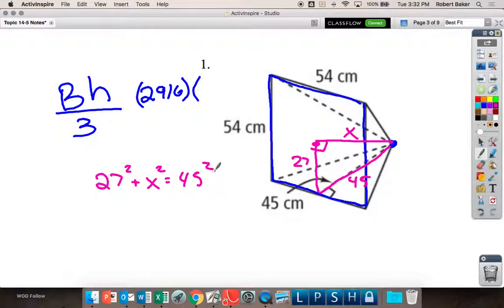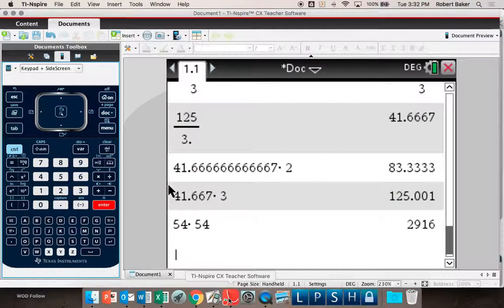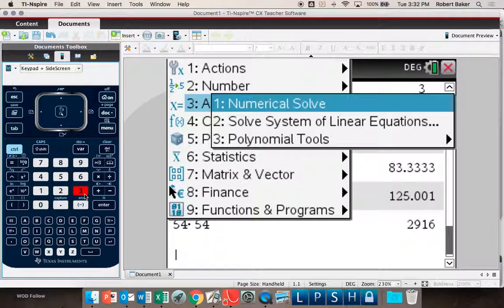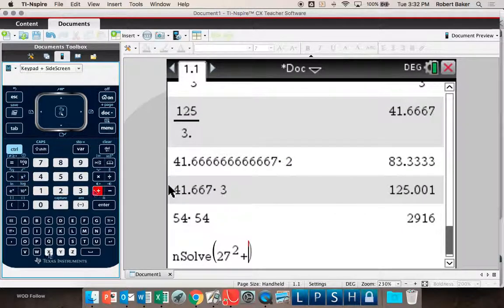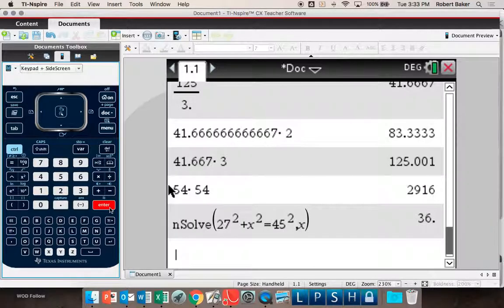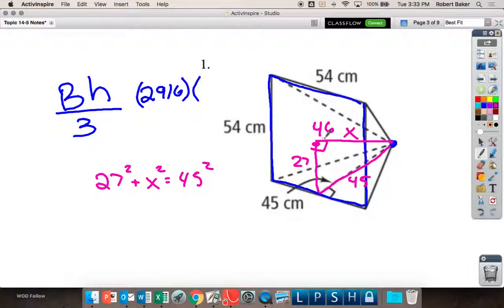And most of you guys do this. I'm going to show you what you do. Menu, algebra, solve. And you type in exactly what you have: 27 squared plus x squared equals 45 squared. And you want the calculator to tell you the value of x. Hey, 36. Cool. Boom. You're done. So the height of that pyramid is 36. That takes away any additional algebraic steps that you have to confuse yourself with. 45, 36. My bad.